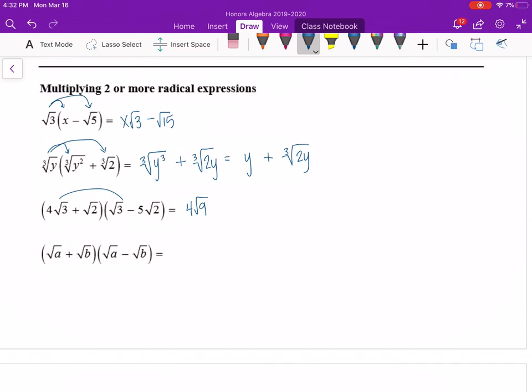So first, let's see, outer: 20 times the square root of 6, right? 5 times 4 on the outside, 3 times 2 on the inside. Inner: square root of 6. And last, minus 5 times the square root of 4. So we end up with some whole numbers here, and some like terms that can combine. Negative 20 plus 1 is negative 19 times the square root of 6. And we end up with 2 minus 19 times the square root of 6.